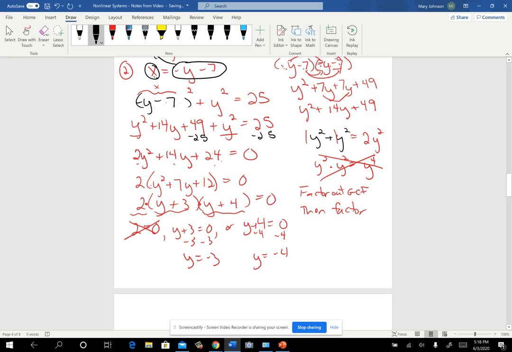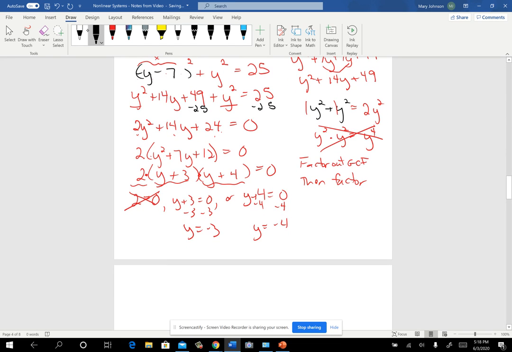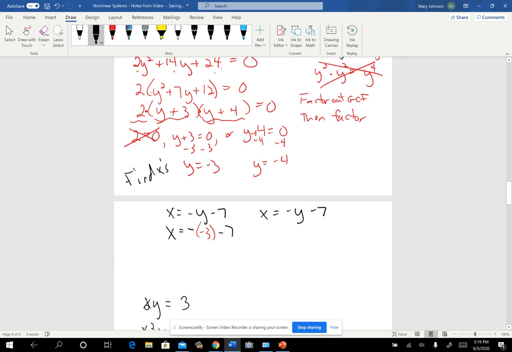Let's go to that equation 2 that we modified. Remember how it was x equals -y minus 7? Okay, because right now we need to find the x's. So we're going to take that equation. We're going to plug in the -3. And be careful when you do this, because there's a negative out in front and then minus the 7. So on this one, we're getting that x equals 3 minus 7, which is -4. Over here, when we plug in the -4, we get something kind of similar.